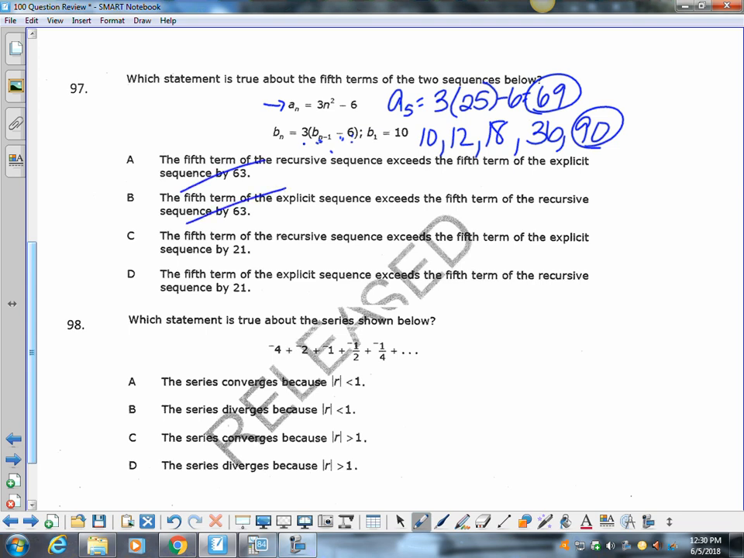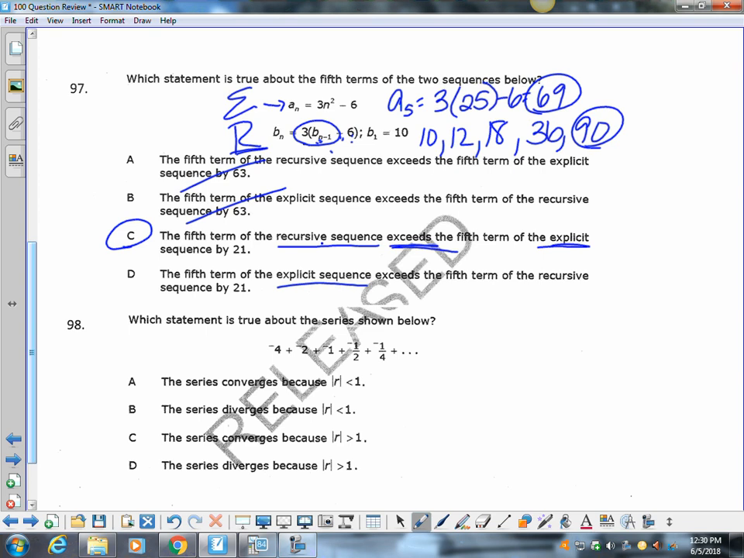But to pick between these two, you've got to know who's recursive and who's explicit. Recursive depends on the guys before you, and that's what this is doing. So he's recursive. He's explicit. I could go straight and find the fifth term easy peasy. I didn't have to find the first and the second, the third, and the fourth to get to the fifth. That's recursive. So let's see who's bigger. Recursive. So the recursive exceeds explicit. So it would be C.